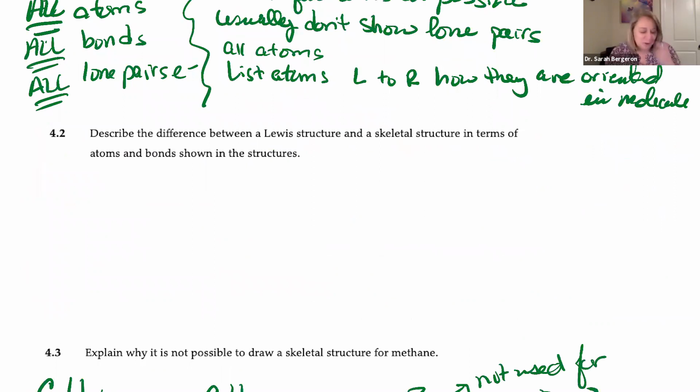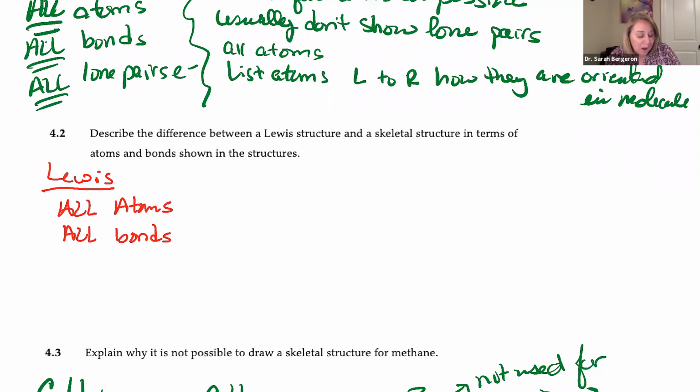All right, so we're doing the evens. So describe the difference between a Lewis structure and a skeletal structure in terms of atoms and bonds shown in the structure. So when we talk about a Lewis structure, we are showing all atoms, we're showing all bonds, and we're showing all lone pairs of electrons, right? That's our Lewis.